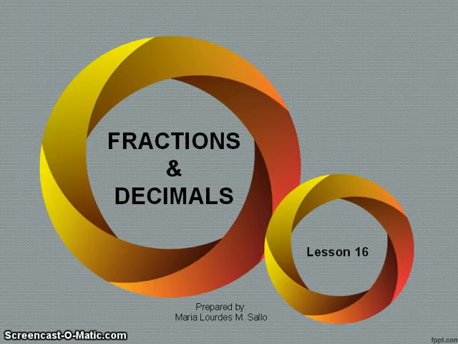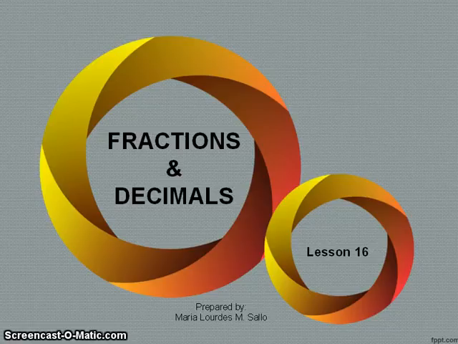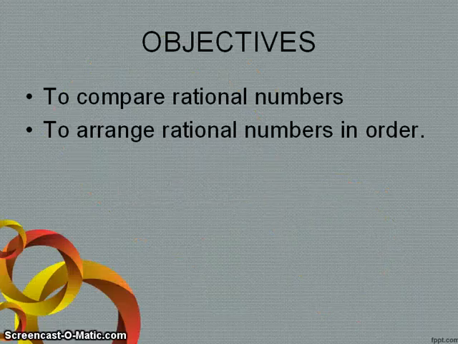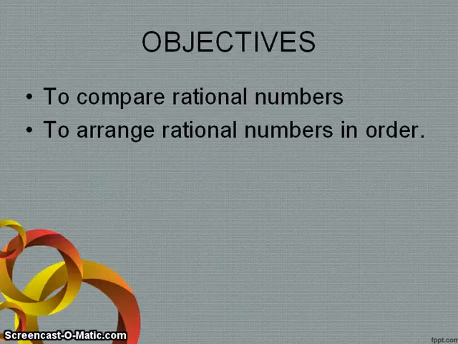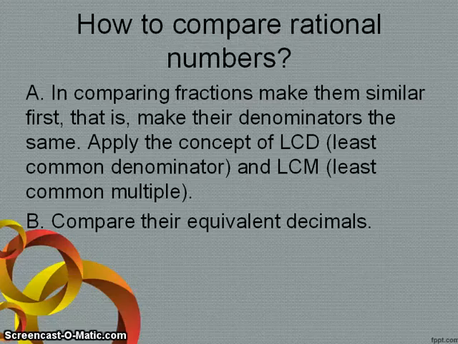Our lesson today is about fractions and decimals, and these are still rational numbers. Today's objective is to compare rational numbers, to arrange rational numbers in order. So how do we compare rational numbers?